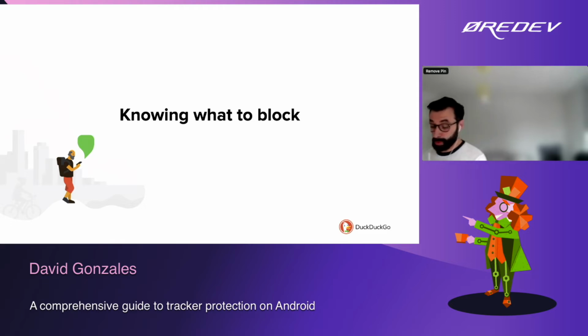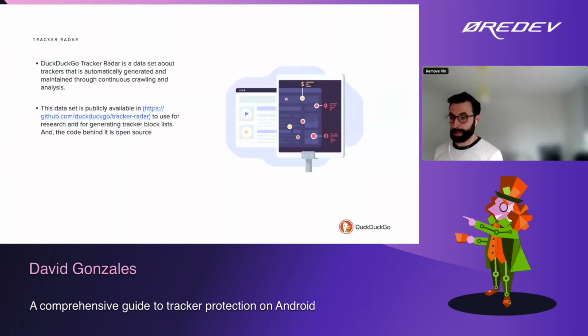What we're trying to do, before knowing what to block, is to try to see that traffic and be able to identify what the tracker is. With that goal is the Tracker Radar, which is a data set. It's not a block list per se, it's a data set about trackers that we automatically generate and maintain.